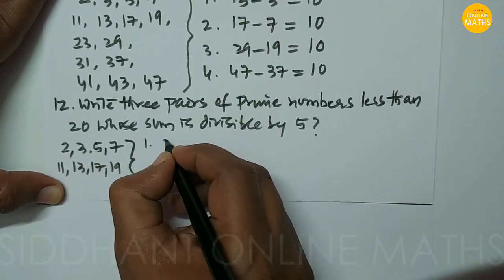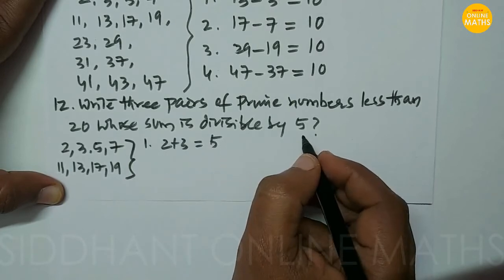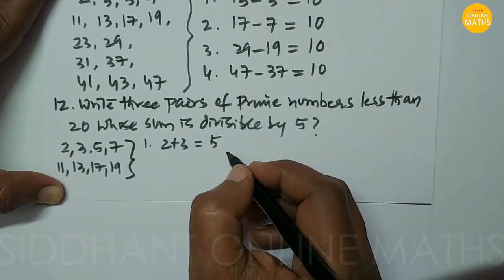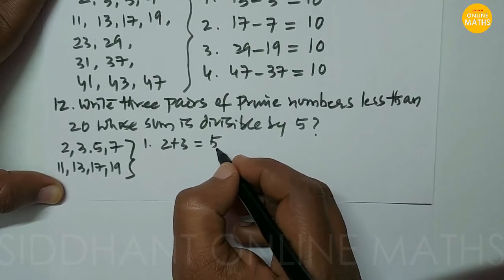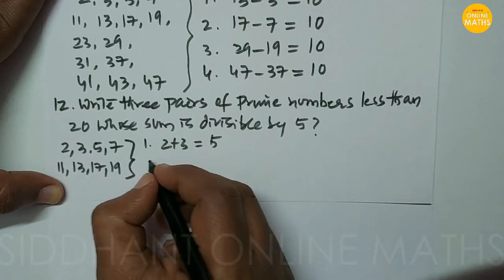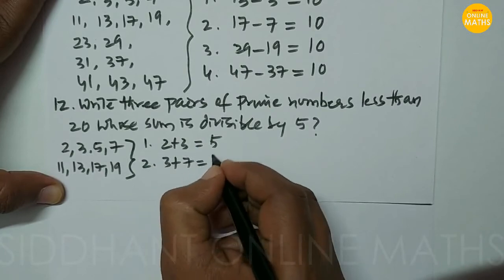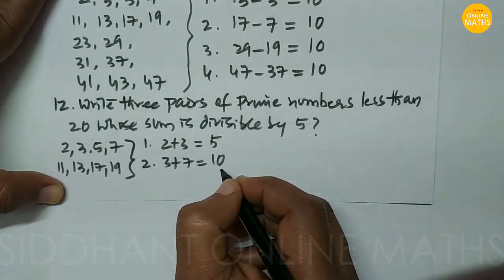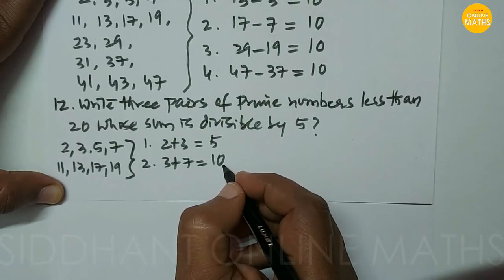First, 2 plus 3 will be 5. So 5 is divisible by 5. How are we going to check whether a number is divisible by 5? We know that in the unit place it should be either 0 or 5. Here at the unit place it is 5, so we can say that the number is divisible by 5. Another pair: 3 plus 7, you get 10. At the unit place it is 0, so the number is divisible by 5.